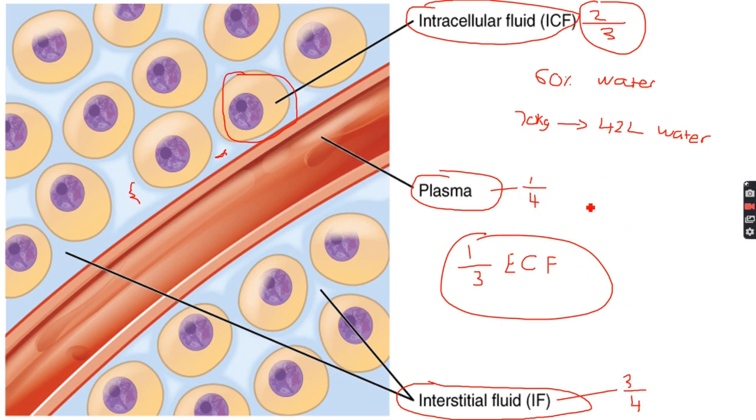So very quickly, approximately 60% of an adult man is water. So in a 70 kg man, there's 42 liters of water, 2/3 of which is inside the cell, 1/3 outside the cell, and of that extracellular fluid, 1/4 is in the plasma, 3/4 is in the interstitial fluid.